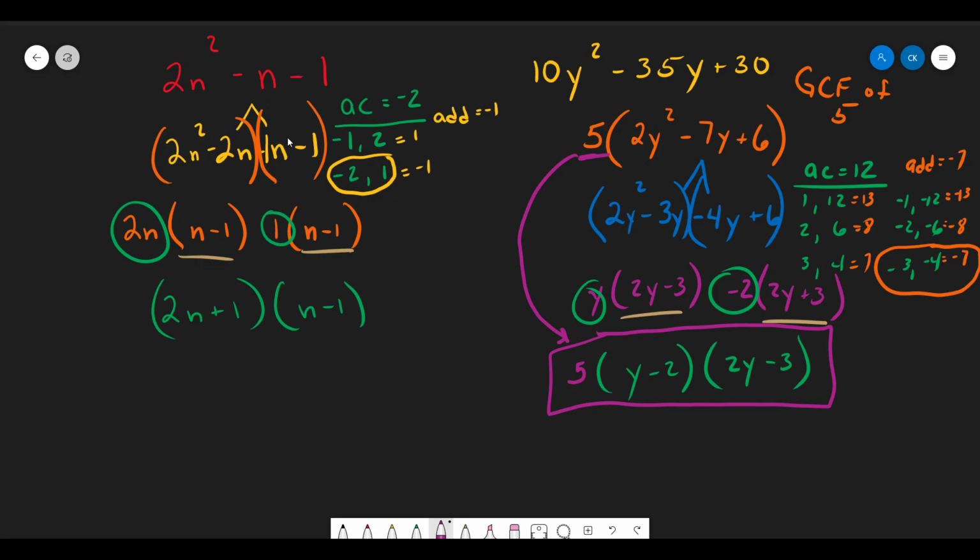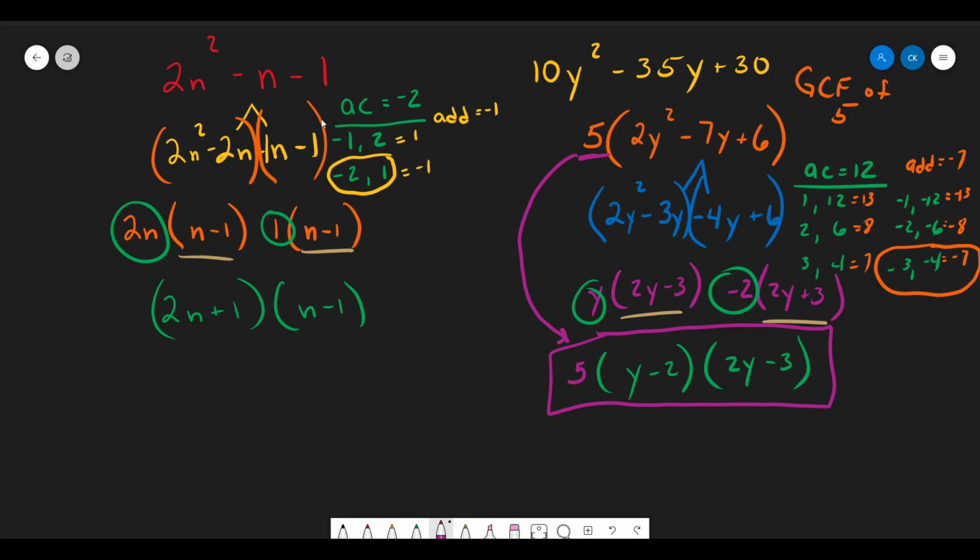So I rewrite this middle term with a negative 2n plus a 1n. I know it's a little hard to see there. Then I take my 4-term polynomial, split it up, and factor it by grouping. Take the first two, the GCF of this is going to be 2n. When I take the 2n out, or divide each term by 2n, the first one gives me n, the second one gives me 1. That's where I get this from.